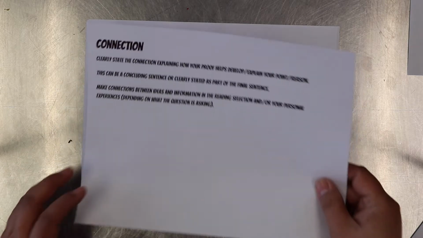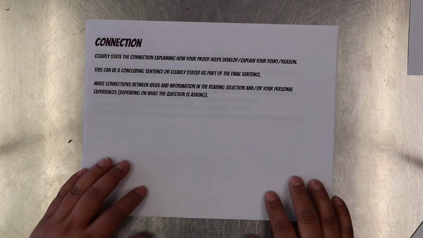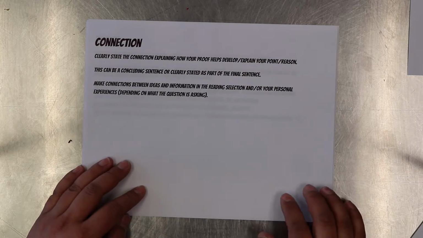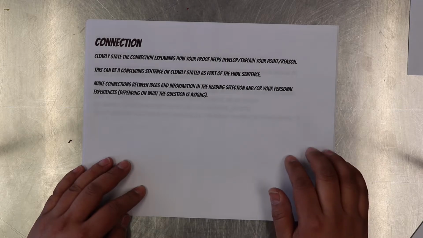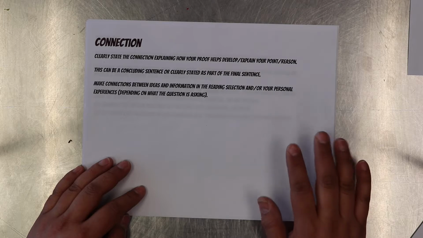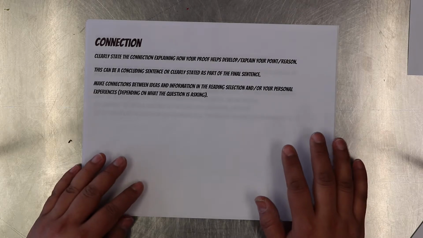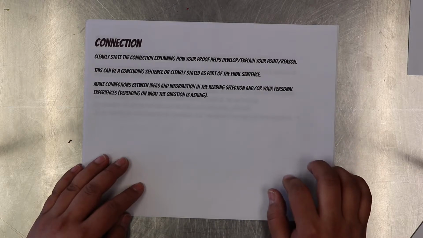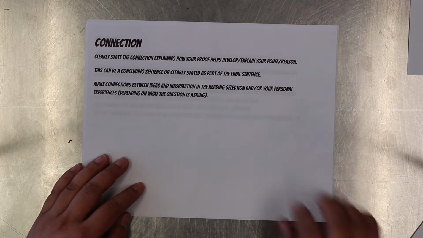The final part of your paragraph should be the connection. You're going to state the connection, explaining how the proof helps develop or explain the point or reason of your paragraph. It can be a concluding sentence or clearly stated as part of the final sentence. Make connections between ideas and information in the reading selection and or your personal experiences, depending on what the question is asking.